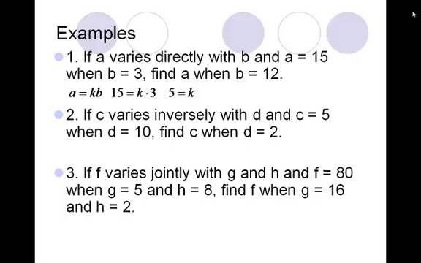Okay, let's keep reading. Find a when b is 12. So we're going to go back to our original formula, a equals kb, and we're looking for a. We know that k is 5 because we just found that a few minutes ago. And we know that b is 12 because they just told me that. So 5 times 12 would be 60, and that's the value of a, which is my final answer.